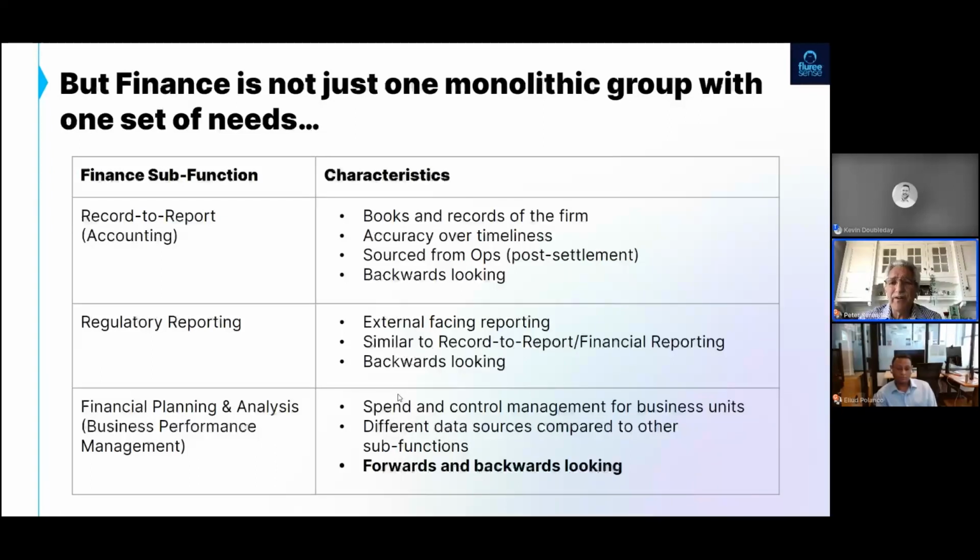Then we have this other group, financial planning analysis or business performance management. Again, don't know what your organization calls it. They tend to be more analytical. It's more MIS for internal use, product profitability, location profitability, projections. So they tend to look at data from slightly different sources than regulatory reporting and books and records.